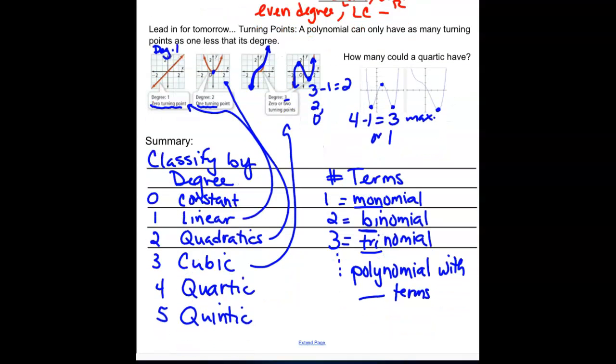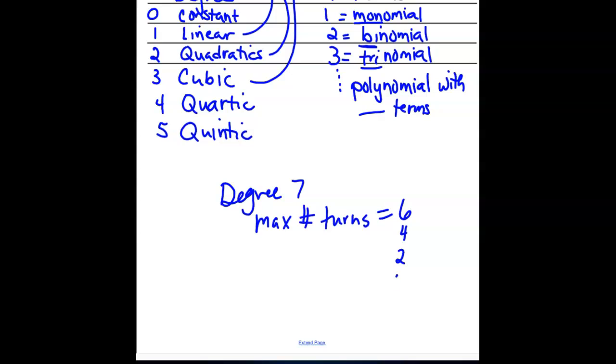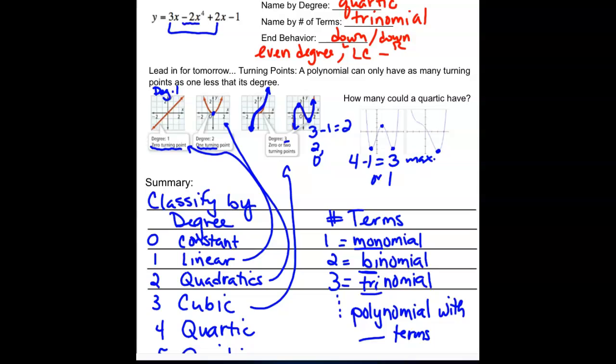So what we mean by that is if we had, say, degree 7, the maximum number of turns would be 6. But then it can also have 4 or 2 or 0 turns. All right? Again, it's going in alternating numbers. All right. So we will stop there for today, and tomorrow we'll look at section 5.2.